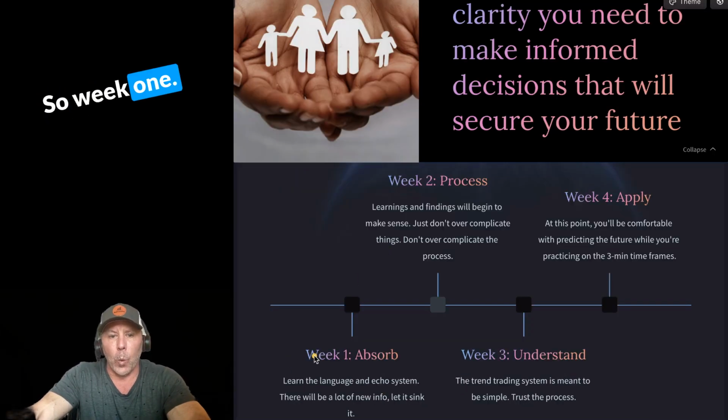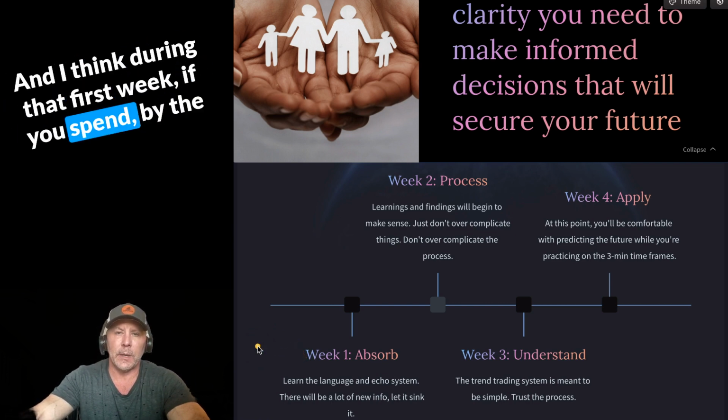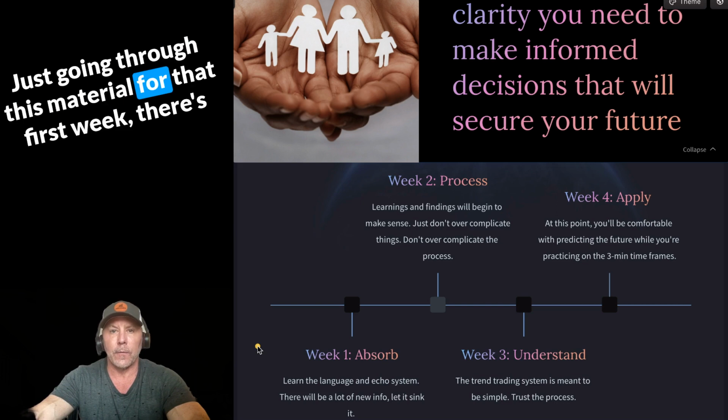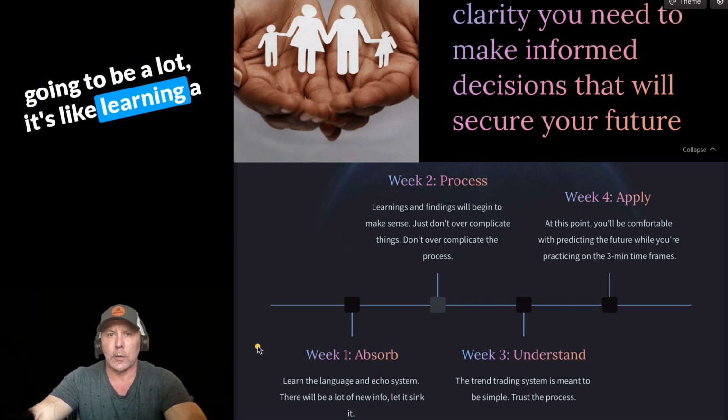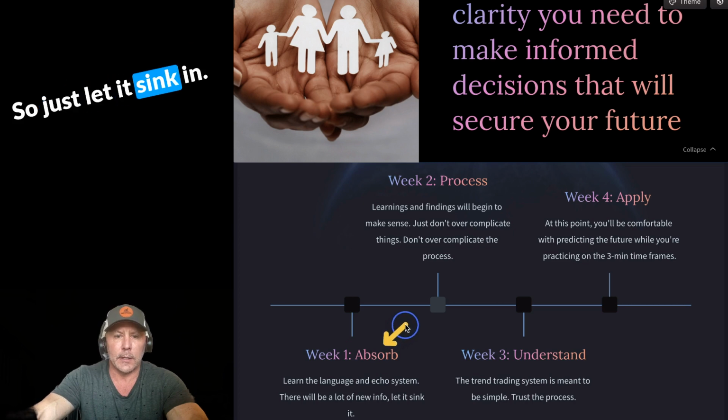So week 1, there's one word to describe it: absorb. And I think during that first week, if you spend an hour a day, 10 minutes here, 20 minutes there, just going through this material, there's going to be a lot. It's like learning a new language or a new ecosystem. So just let it sink in, let it absorb.